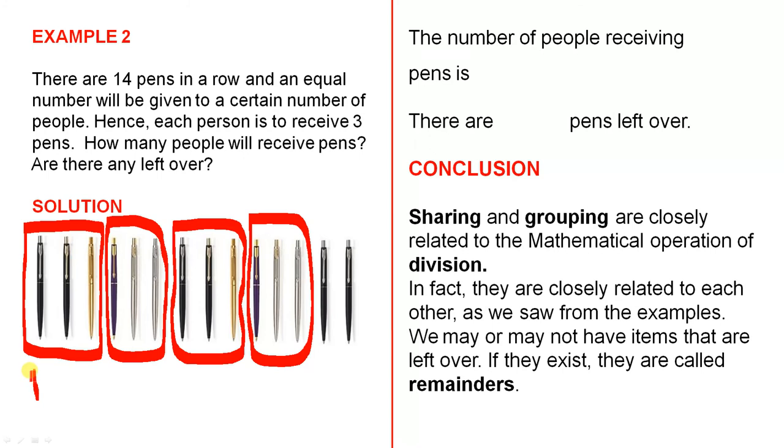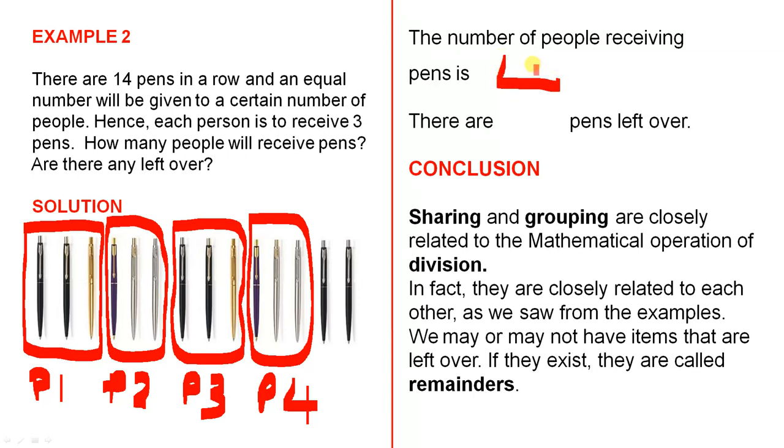So we have person 1, person 2, person 3, and person 4. The number of people receiving pens is 4. There are 2 pens left over.